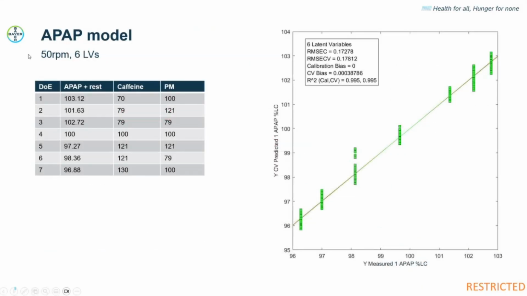So our APAP model, and we just roughly combined all the 6 latent variables that were proposed. So with a 50 RPM, this is the concentration of the respective DOE trials, and you can see here the root mean square error of calibration and cross-validation is very low with 0.2%.